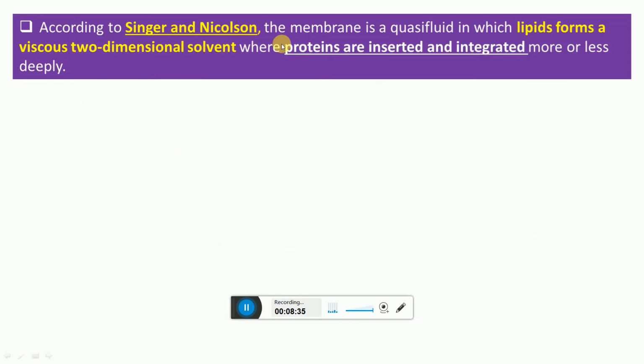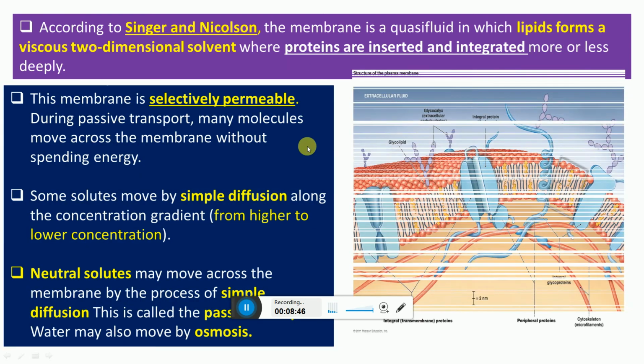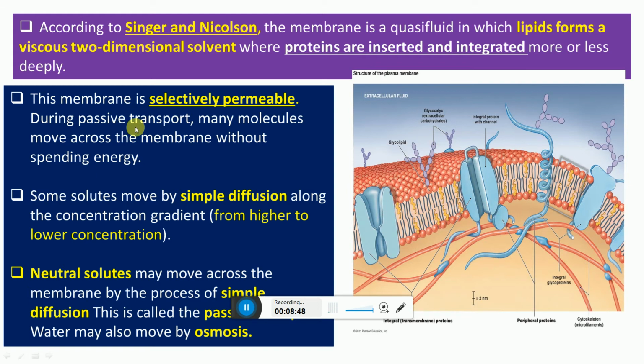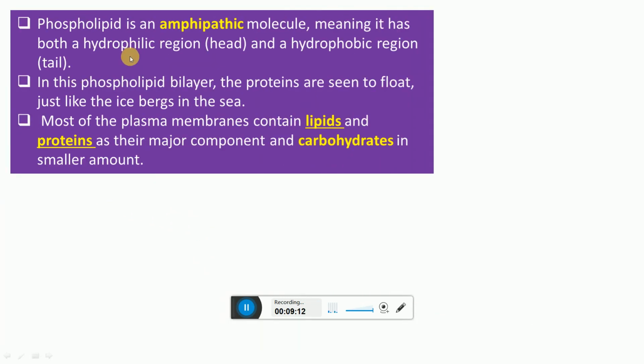According to Singer and Nicolson, the membrane is quasi-fluid, in which lipid forms a viscous two-dimensional solvent where proteins are inserted or integrated more or less deeply. The membrane is selectively permeable. During passive transport, many molecules move across the membrane without spending energy. Some solutes move by simple diffusion along the concentration gradient, from higher to lower concentration. Neutral solutes may move across the membrane by simple diffusion. This is called passive transport. Water also moves by osmosis, which is passive transport.